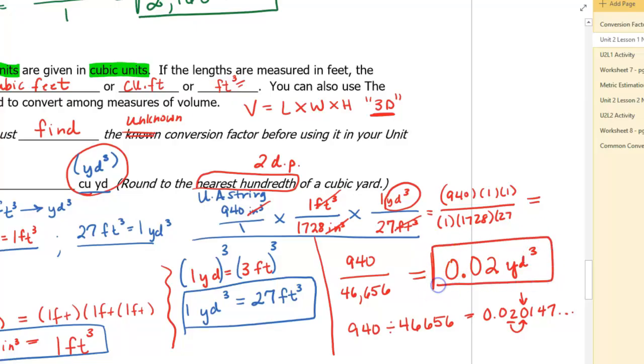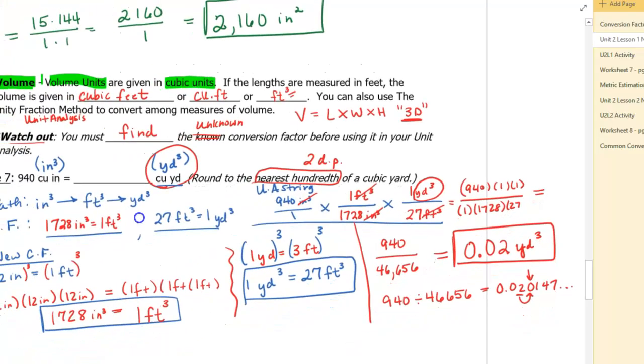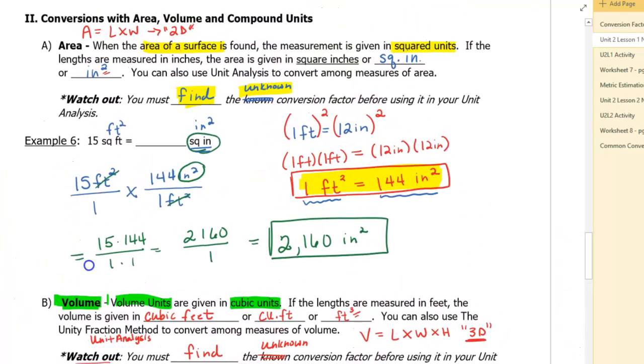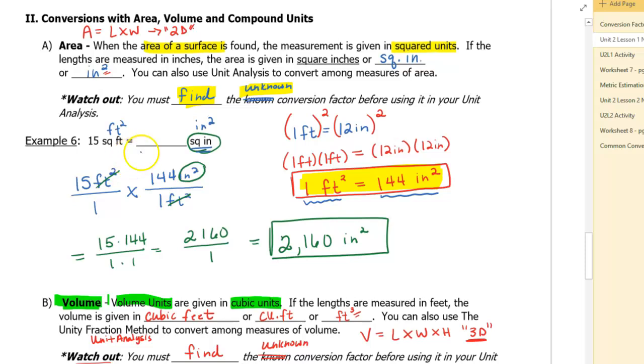And that's your answer. Now going back real quick, remember that we're going from something smaller to something bigger, so our number is smaller than we started with. Whereas in example 1, we were going from feet to inches. That's bigger to smaller, so it will take more of the smaller unit to give you the bigger unit. So I think my answers make sense.